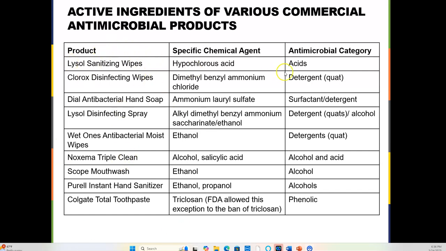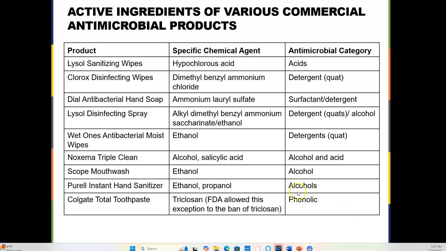So Lysol is an acid, Clorox is a quat, Dial is a surfactant, Lysol is a quat and an alcohol. Wet Ones are a detergent or a quat. Noxzema triple cream is an alcohol and an acid. Scope is an alcohol. Purell, alcohol.